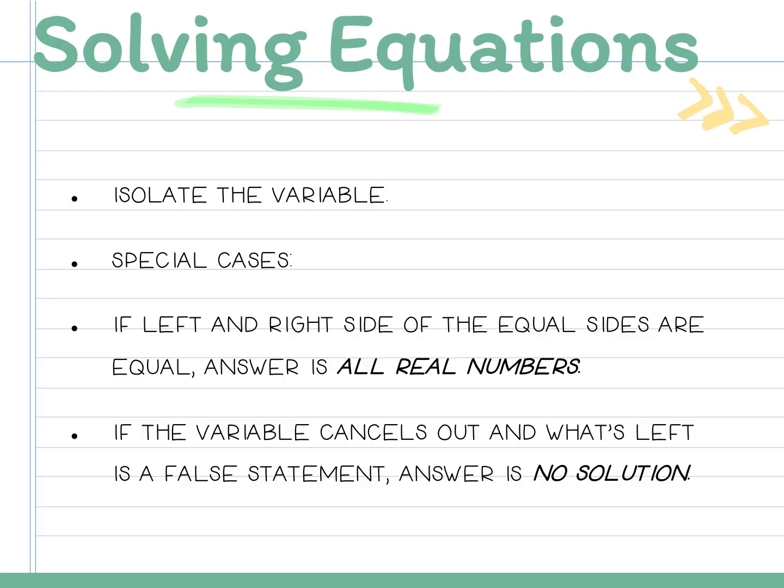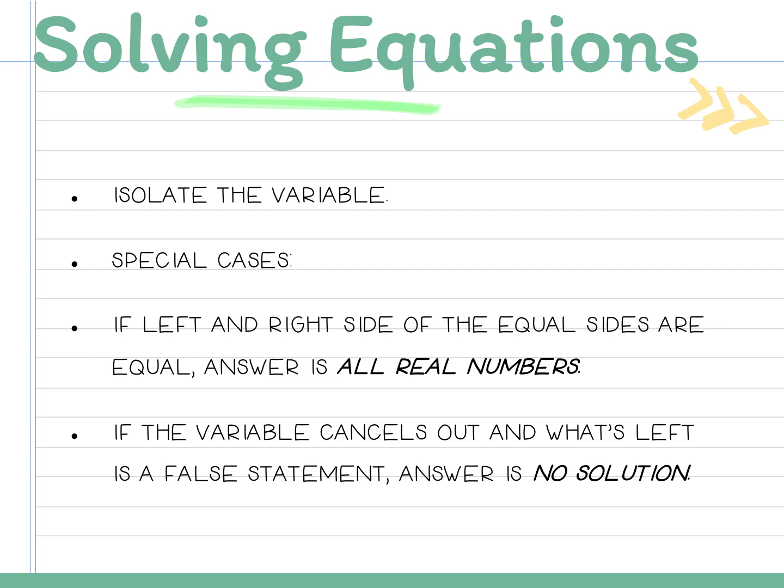So, steps for solving an equation when you have one variable. Our goal is to isolate the variable. Now, we will have special cases, and those special cases are going to be no solution and all real numbers, and then we'll also have one solution. So if the left and the right side of the equal signs are equal, then the answer is going to be all real numbers. When you get this, or if everything cancels away and you're left with a true statement, then that's when it's going to be all real numbers.